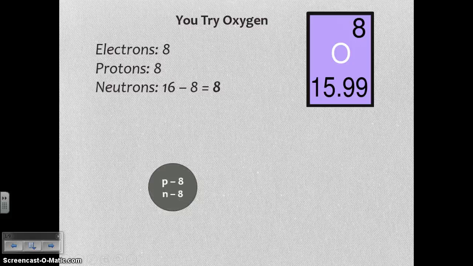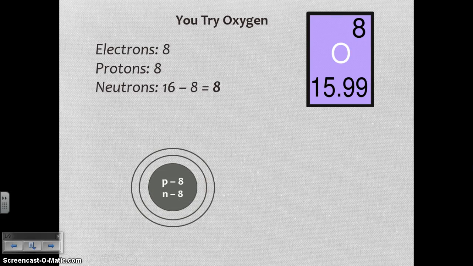So, we'll put those numbers in the middle. Make sure we fill those rings with the 8 electrons. And there you have the new and improved Bohr diagram for oxygen.